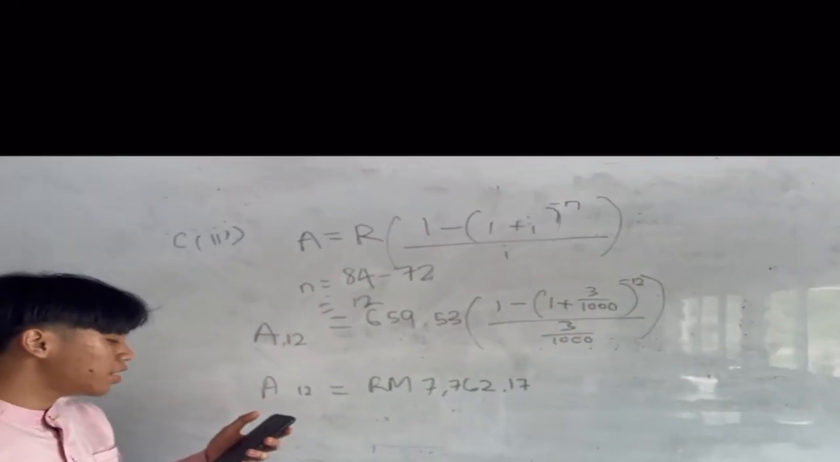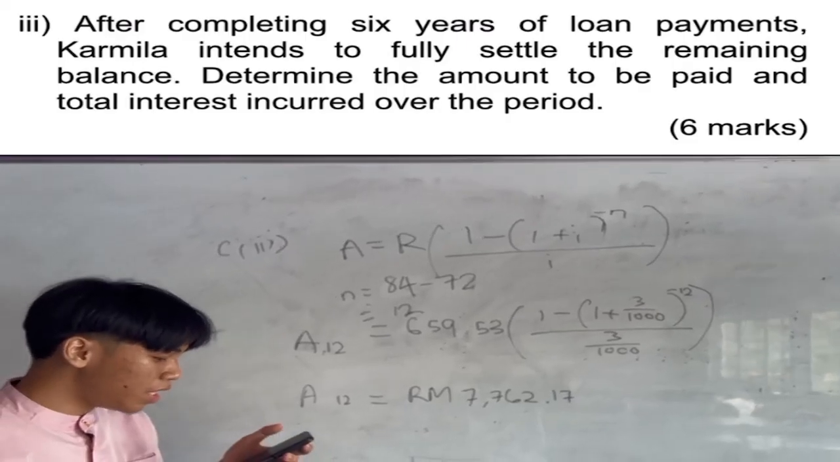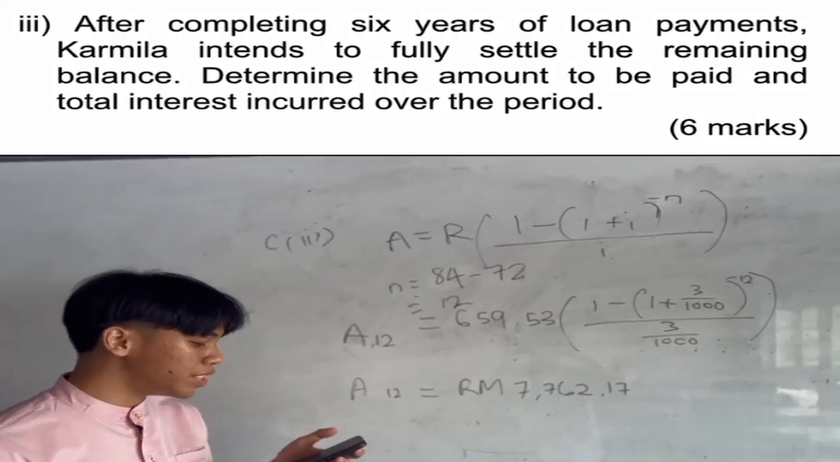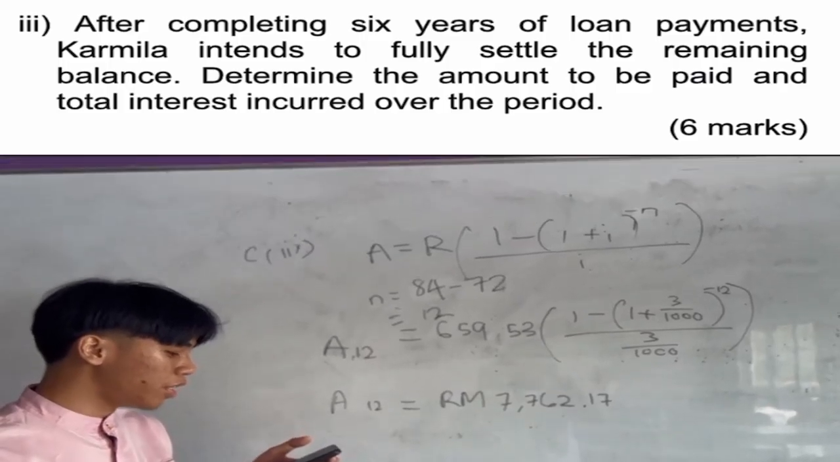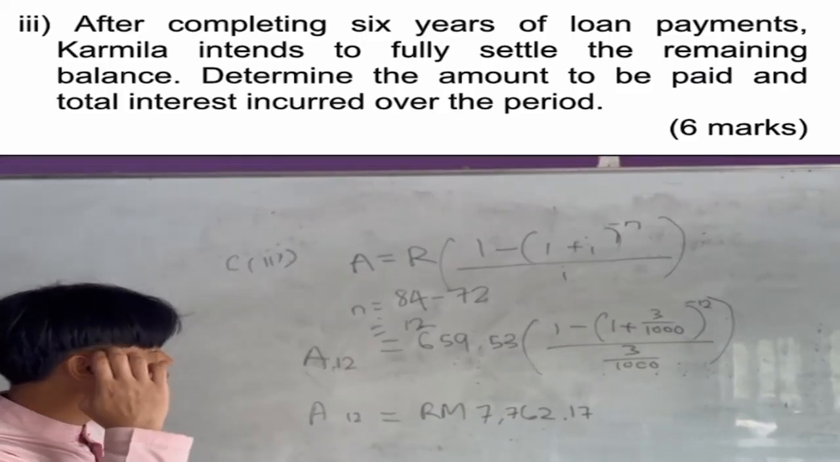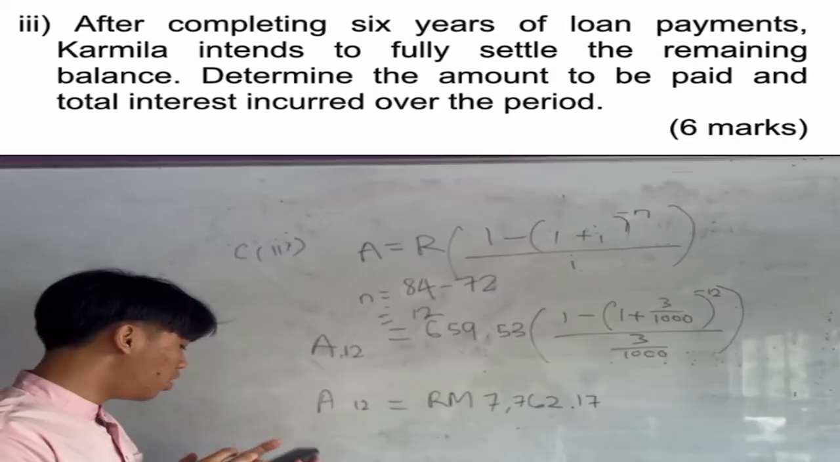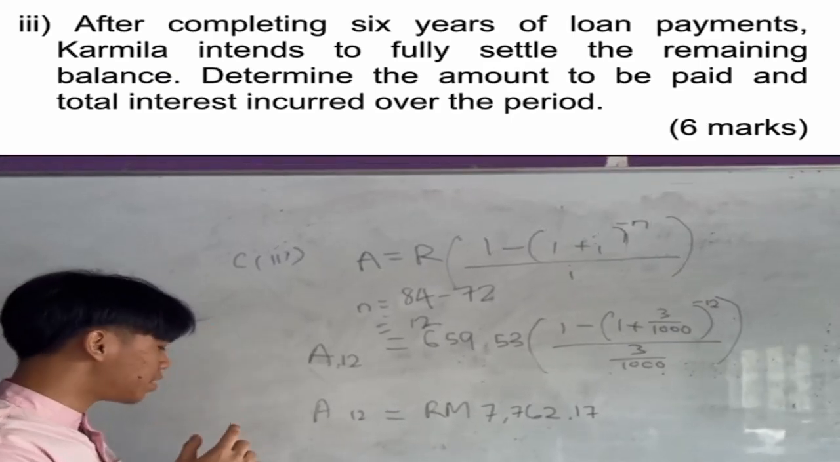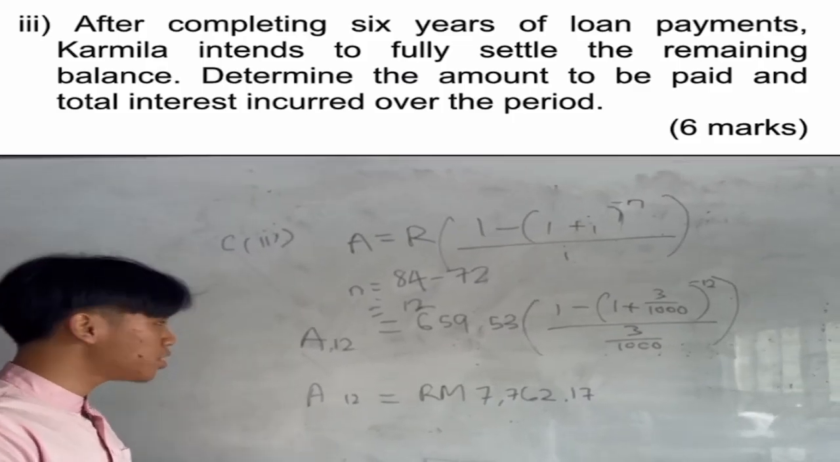This is the final question, which is C number 3. In the question, it said after completing 6 years of loan payment, Camila intends to fully settle the remaining balance. Determine the amount to be paid and total interest incurred over the period. So the time period of the loan payment is 7 years, and she said she already did 6 years of loan payment.